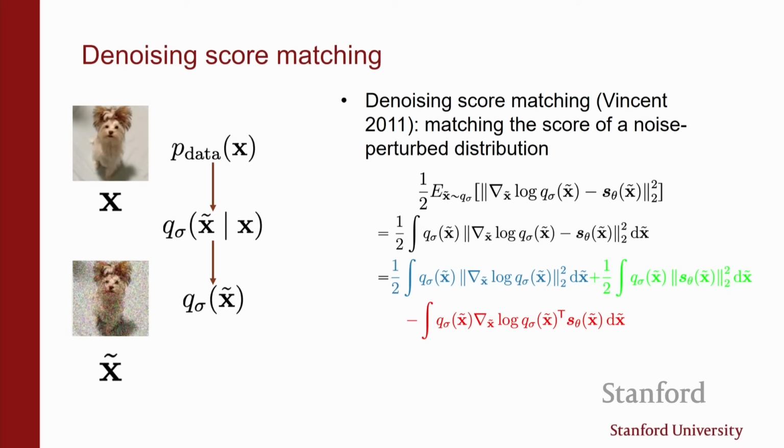Basically, just like in the integration by parts trick, you can see that the blue term does not depend on theta, so we can ignore it. The green term depends on theta in an easy way, so it's basically the usual thing. And the complicated piece is the red one, where we have this dot product between the score of the noisy data and the estimated score.